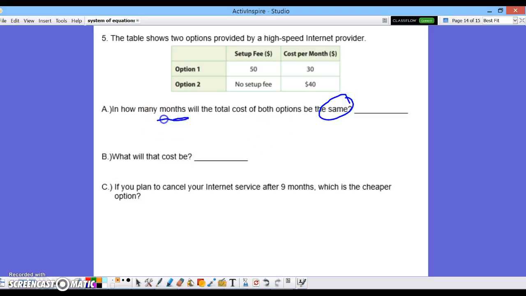Well, for that number of months, I want to know what is that actual cost. So in how long will they be the same and at what cost? So if you plan to cancel your service after a certain amount of time, which one will be the cheaper? So after 9 months, so like 10 months or 11 months or so on.